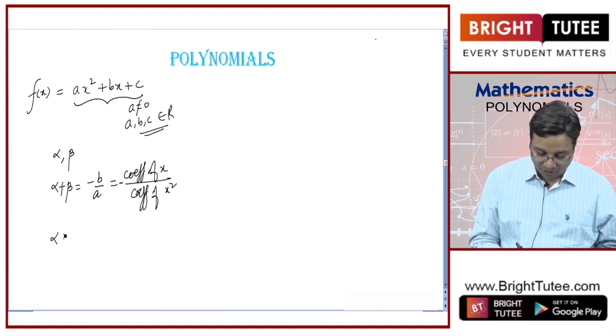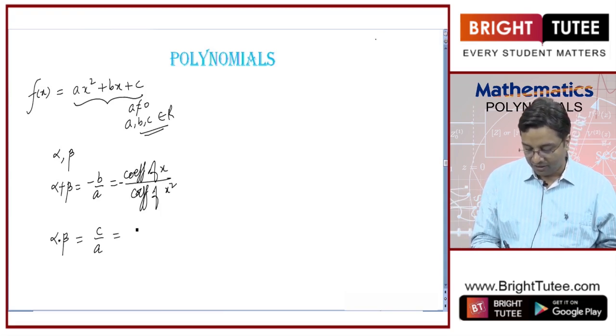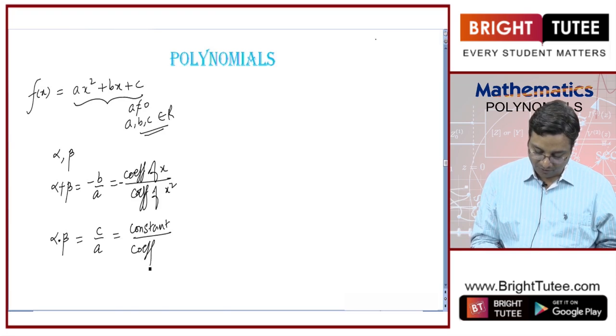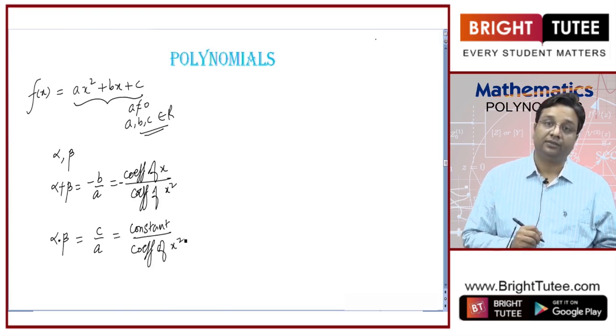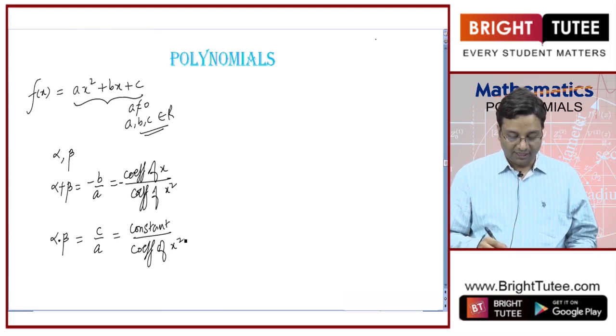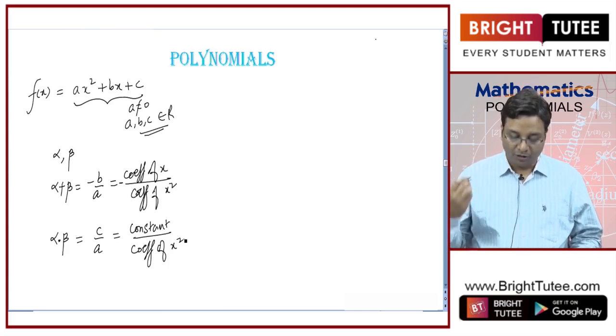And what was the product of these zeros? This was equal to c by a, which is constant term divided by coefficient of x square, right? So this was the relation for quadratic polynomials.